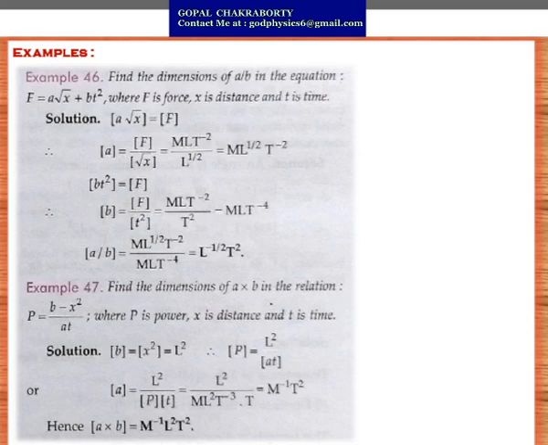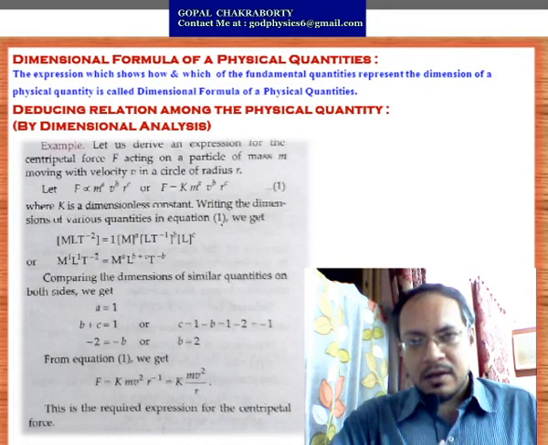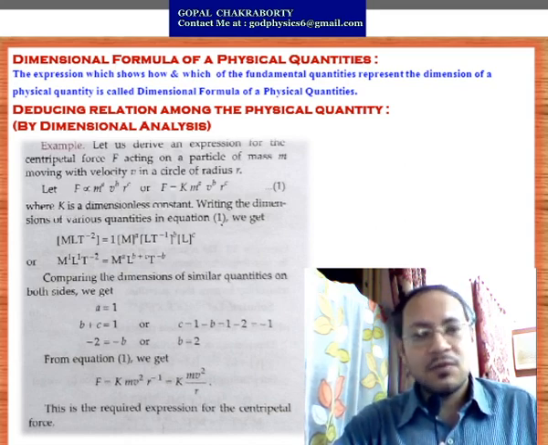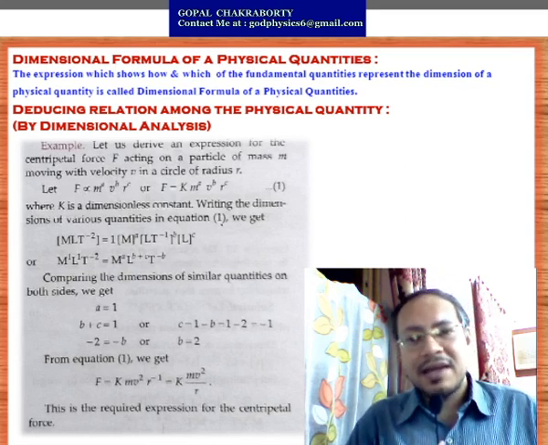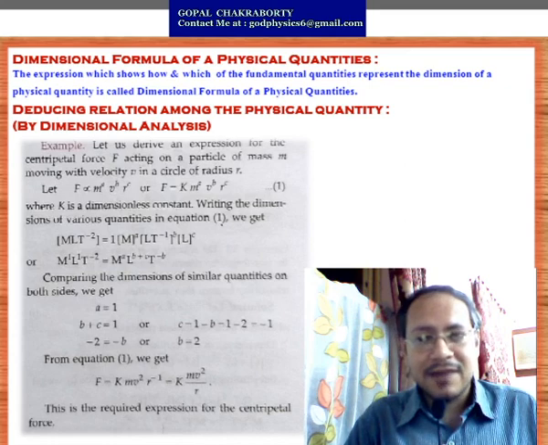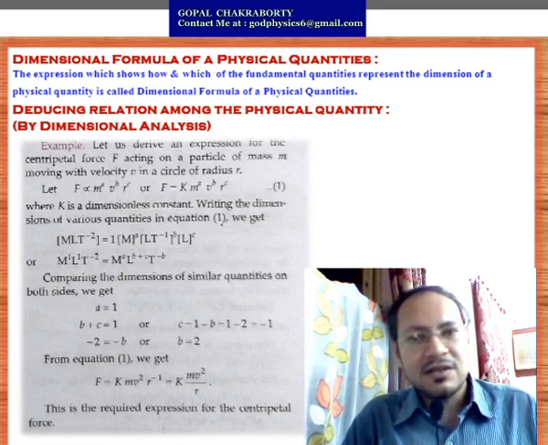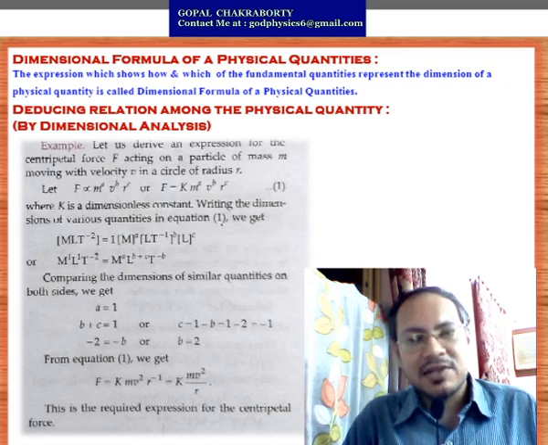It is to find out the dimension of a cross b in the relation. By the same process you can solve this equation. Now the last application, that is the dimensional formula of a physical quantity. The expression which shows how and which of the fundamental quantities represent the dimension of a physical quantity is called the dimensional formula of that physical quantity.